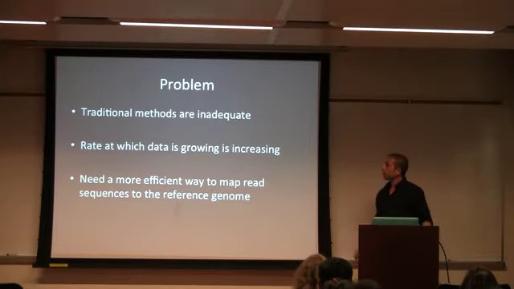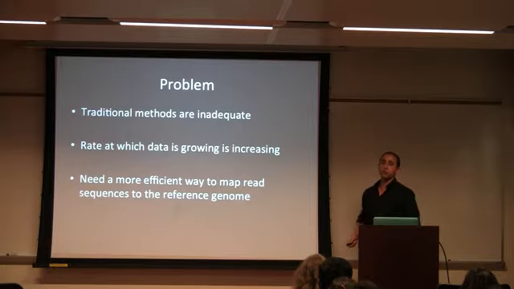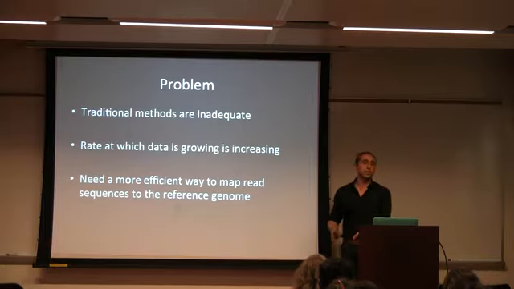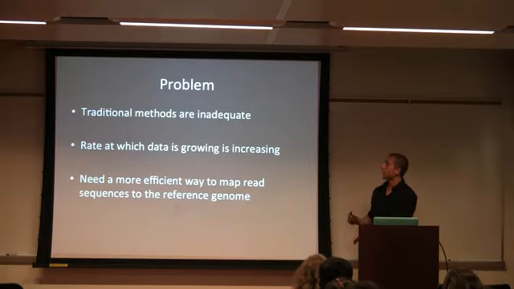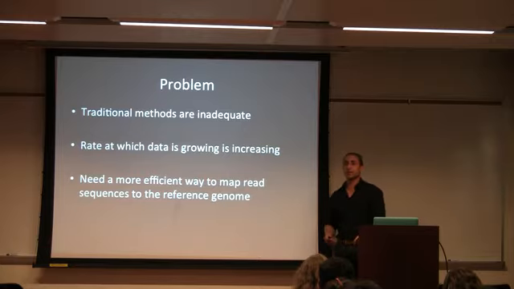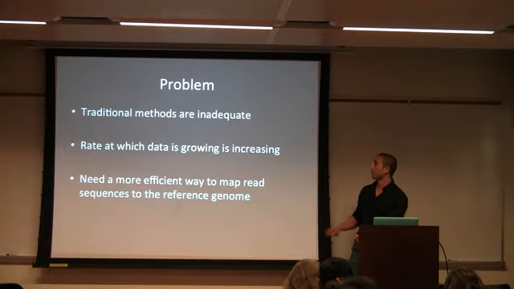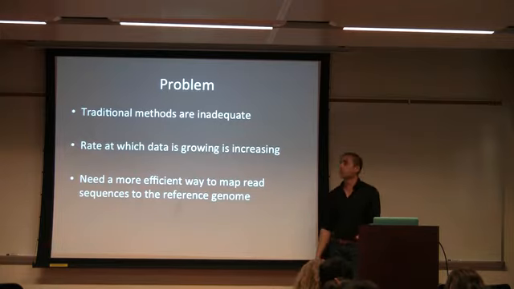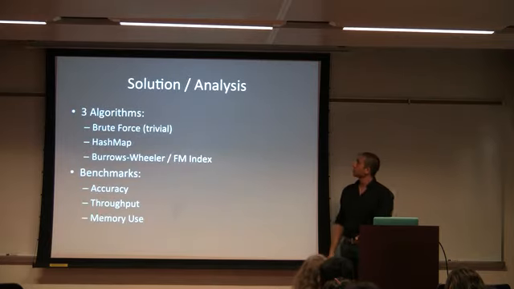The problem is that traditional methods for doing short read mapping are inadequate because they simply take too long. Sequencing is becoming more common, and the rate at which we're generating these DNA reads, the rate at which this data is growing, is increasing. So we want to find a more efficient way to do this.